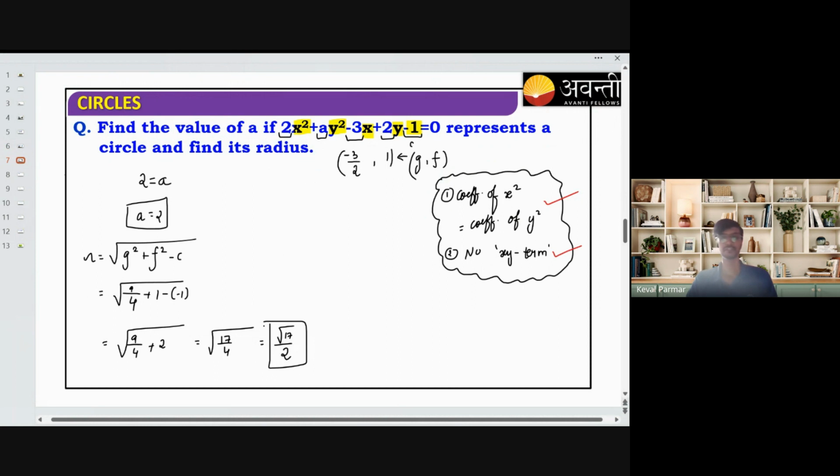Is it clear? Give me a thumbs up if it's clear. Please look at it carefully. Is my pace correct, Jhansi Rani? Or are you able to understand it?